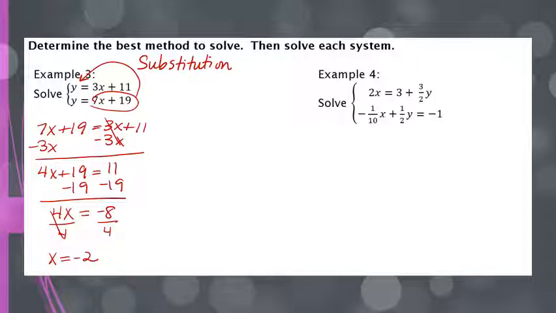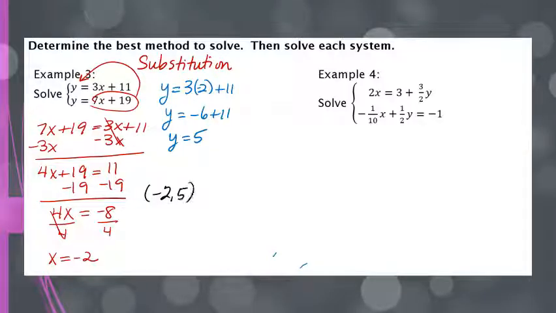And then the next thing I'm going to do is plug that back in so that I can figure out what my y value is. Now I need to plug this back into, it doesn't matter which one, I'll plug it back into the top equation. So I'm going to say y equals 3x, which is negative 2, plus 11. So I would have y equals negative 6 plus 11, which is 5. So final answer is the ordered pair negative 2, comma 5.